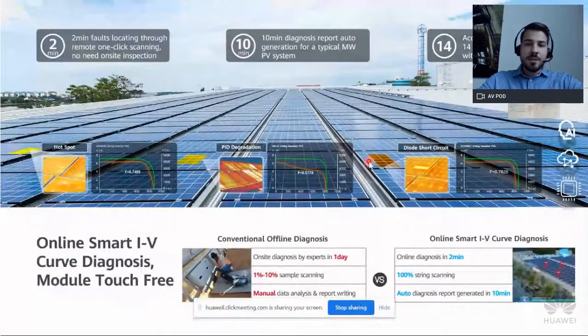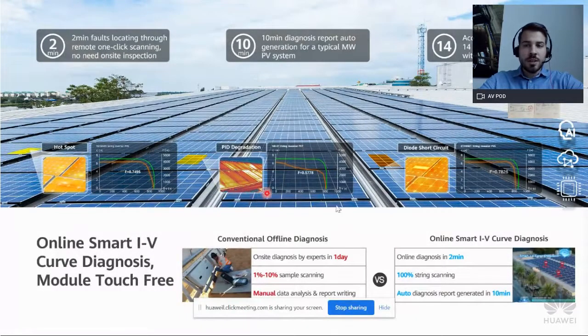It takes approximately 2 minutes to make the diagnosis for one power plant, and to prepare the report and the operation and maintenance suggestion, it takes around 10 minutes. So this way, you have a full diagnosis of your system for each string, not just for some samples. For each string in the system, you will have the report, and you can look for whether there is some problem. You can go on site and check what the problem is.